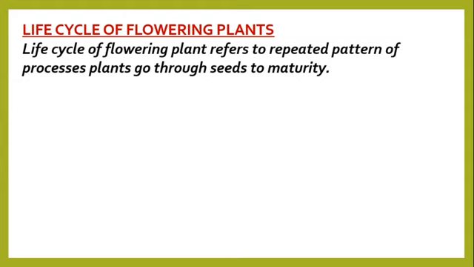What then is the meaning of life cycle of flowering plants? Life cycle of flowering plants refers to the repeated pattern of processes plants go through from seeds to maturity.